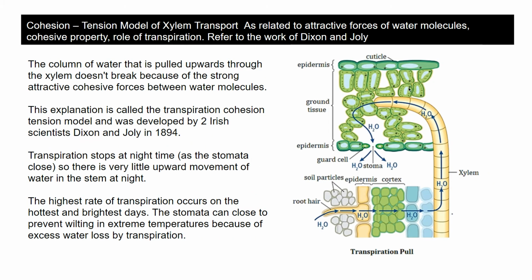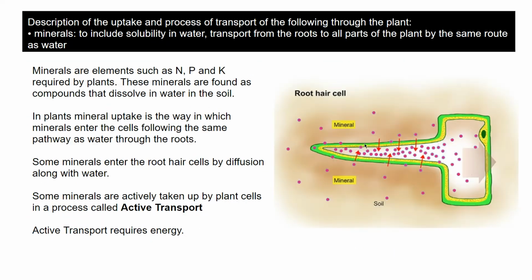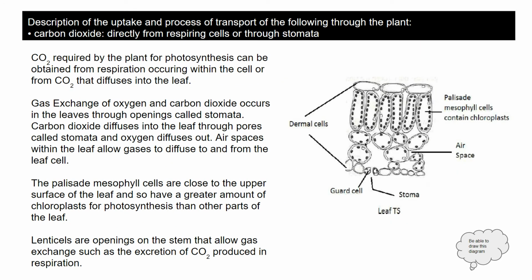If we look back at this diagram here, it gives you another view of what a section through a leaf would be. These cells up the top are the palisade mesophyll cells, spongy mesophyll cells here, and the stomata is allowing gas exchange. Now, this diagram is just simply showing transpiration. That's the water coming out.